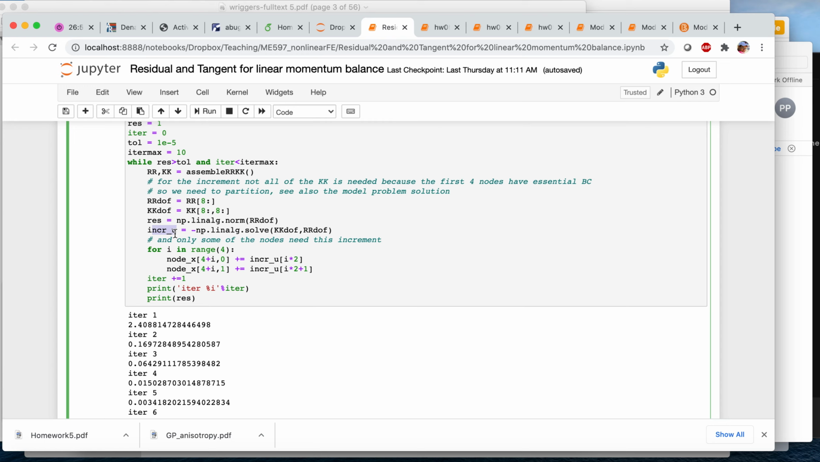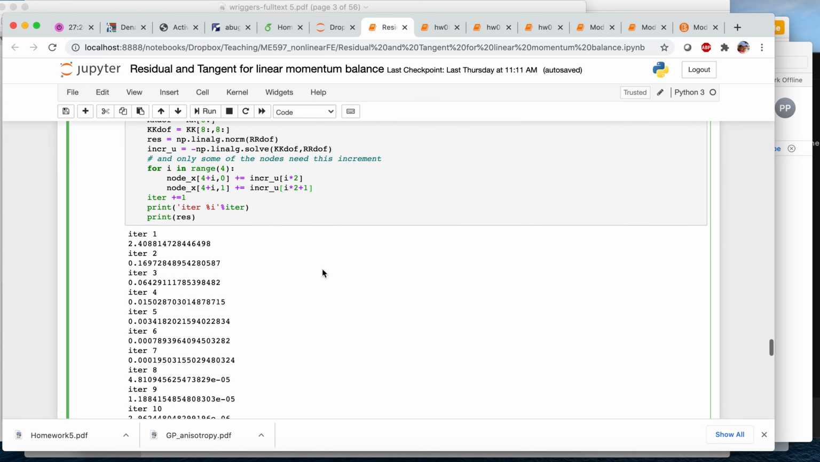So obviously, if you see, the total number of nodes was 8, so the total residual was 16 by 1, but I'm ignoring the first 8 entries. And so this increment, when I solve this step, I get only a vector of 8 by 1, right? Because again, I don't need to update the position of the first 8 nodes because I already know it. So I only need to update the position of the second part of the nodes, so the second half of the nodes. So this is what I'm doing here.